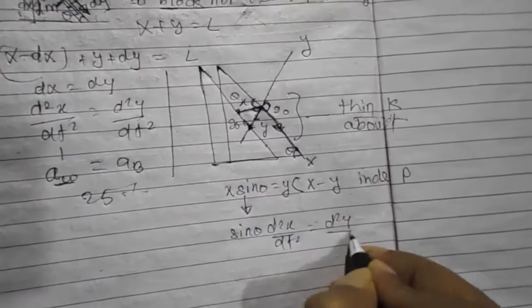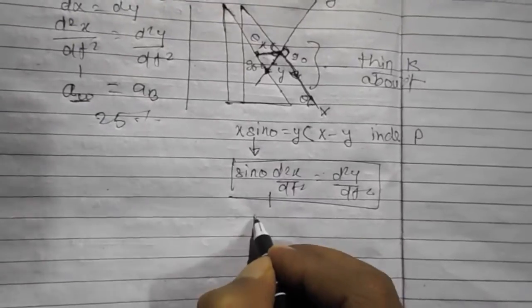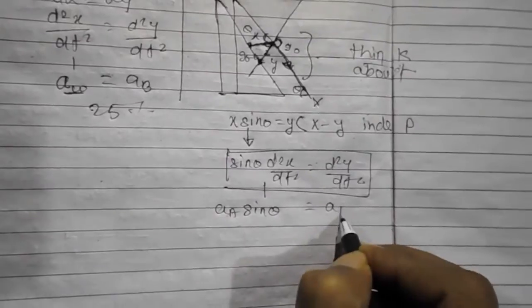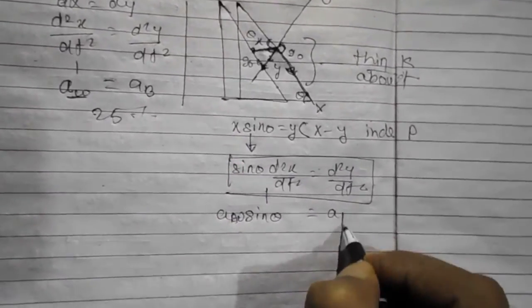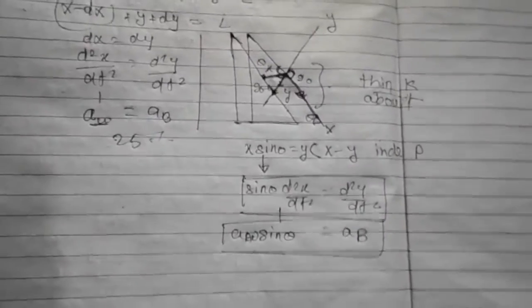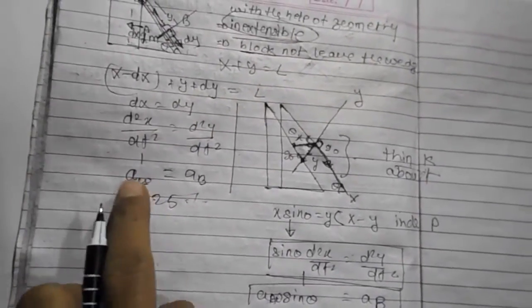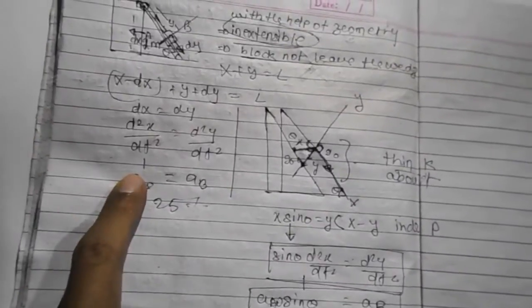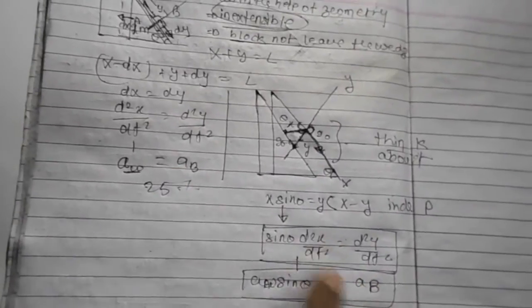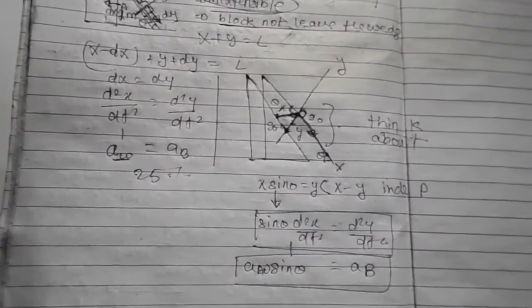is equal to, okay guys, if you look at this carefully, sine theta times the acceleration of the wedge is equal to the acceleration of the block. So here I have found the acceleration of the wedge and the acceleration of the block. I have found these two things.